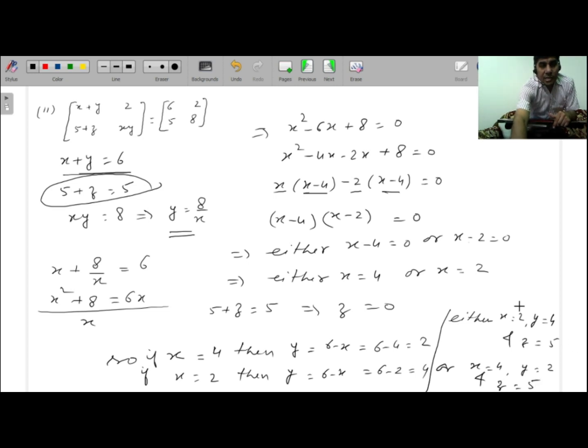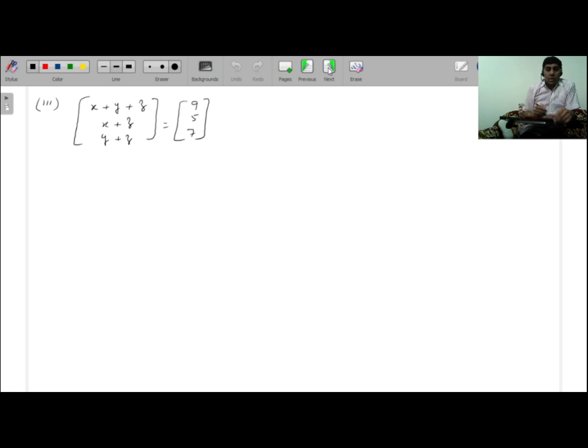So, next part. If two matrices are equal, then their corresponding entries are also equal. Therefore, x plus y plus z is equal to 9, x plus z is equal to 5, y plus z is equal to 7. These are equations 1, 2 and 3.